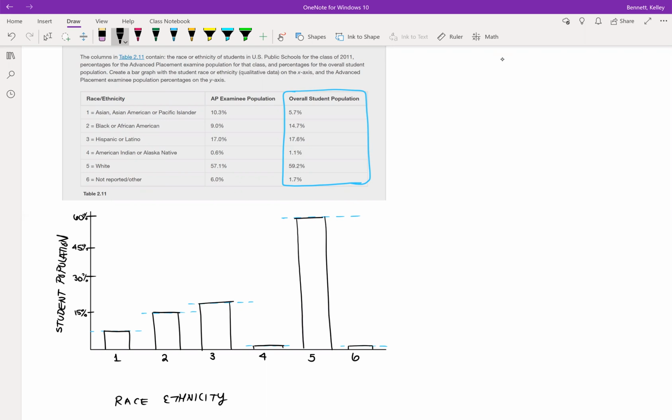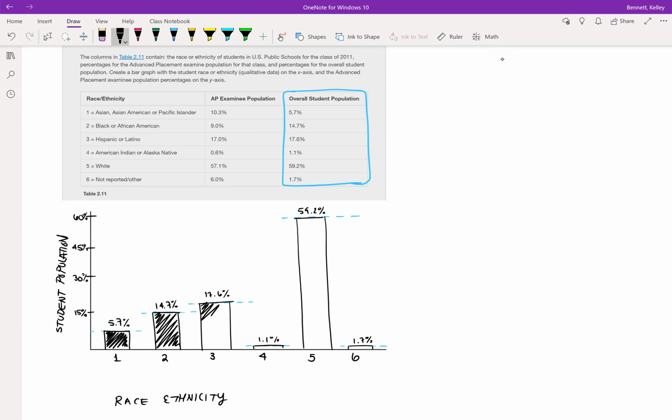So I'm going to label the top of these. It was 5.7%, 14.7%, 17.6%, 1.1%, 59.2%, and 1.7%. So you want to go ahead and fill these in. Now I'm being lazy. I'm just going to shade them in quickly.